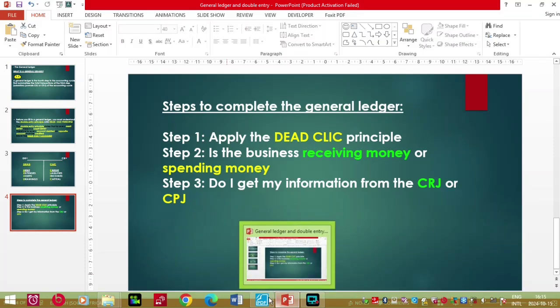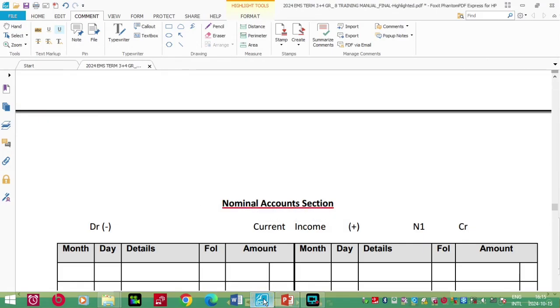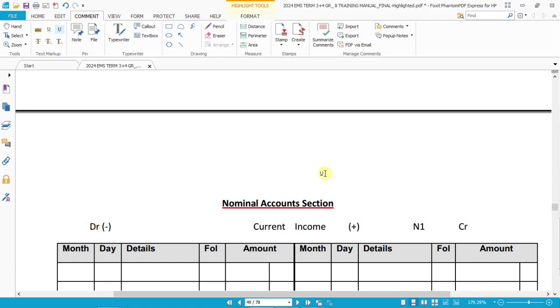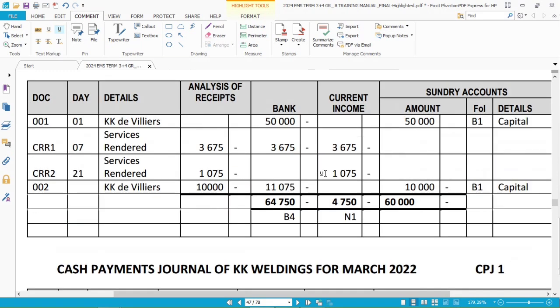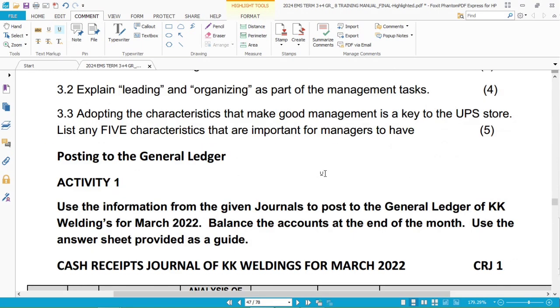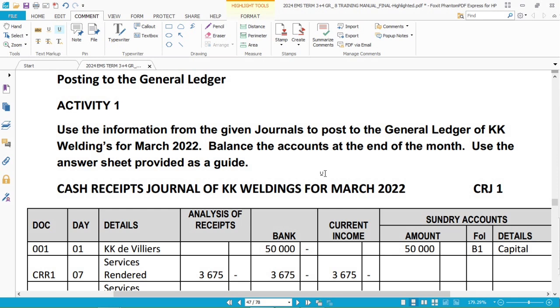Okay, let's do 4 examples. Alright, so I'm going to go to my balance sheet section, but before that I have to read my information. What exactly is required from me? Okay, put into the general ledger. This activity was provided by the department.